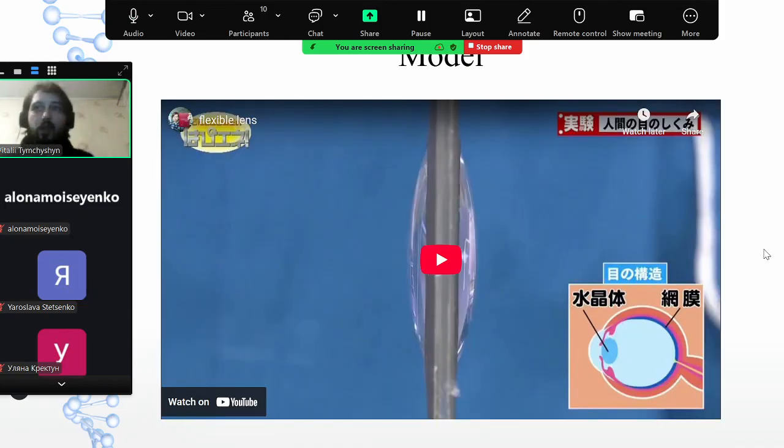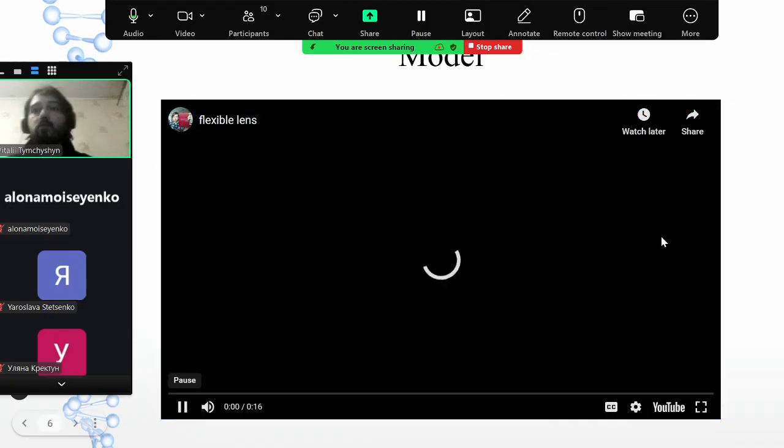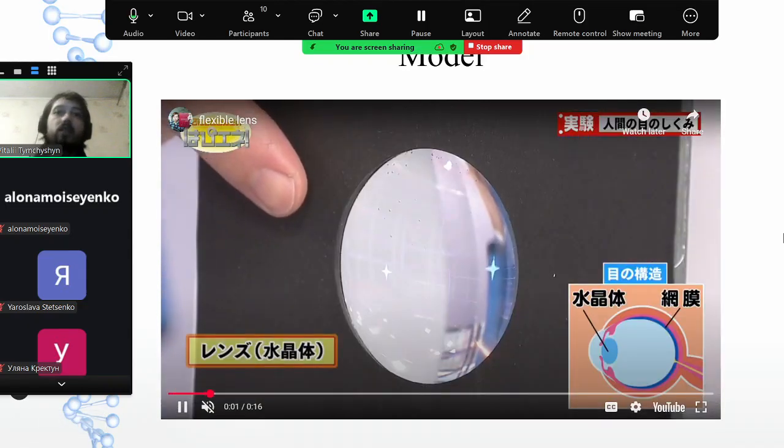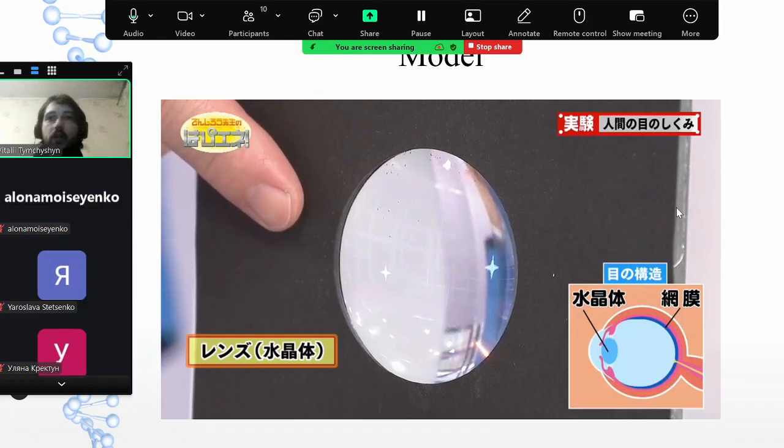That's good. Here is some sort of model of the lens. I just want to show you this model. I found some nice videos on the internet and once again made an excerpt of that video.